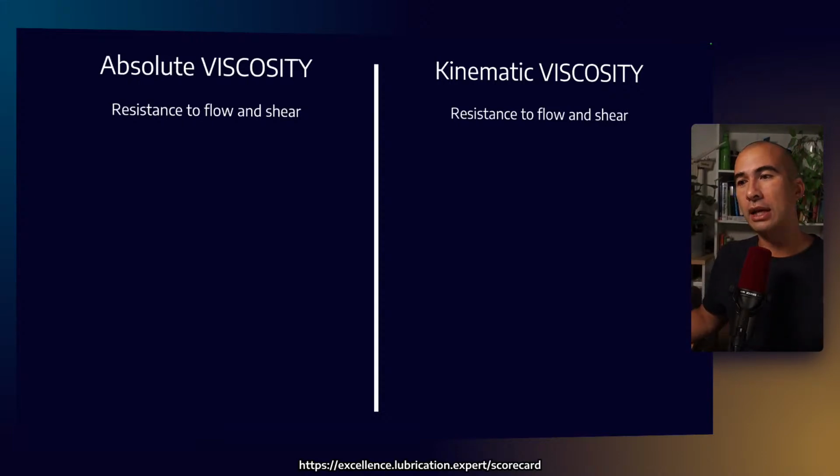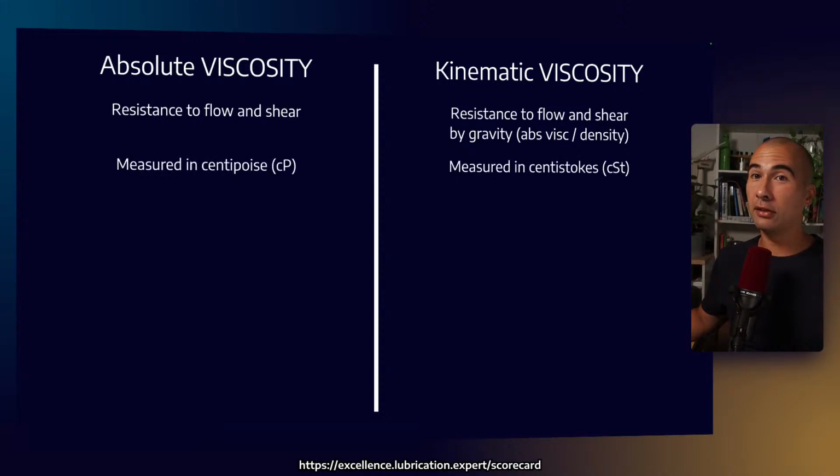Okay, we've got two different types of measurements. There's absolute and kinematic viscosity. They are both the resistance to flow and shear, but with kinematic viscosity, it's resistance to flow and shear by gravity. So basically, if you take the absolute viscosity and divide it by the fluid density, you get the kinematic viscosity. One is measured in centipoise, the other is measured in centistokes.